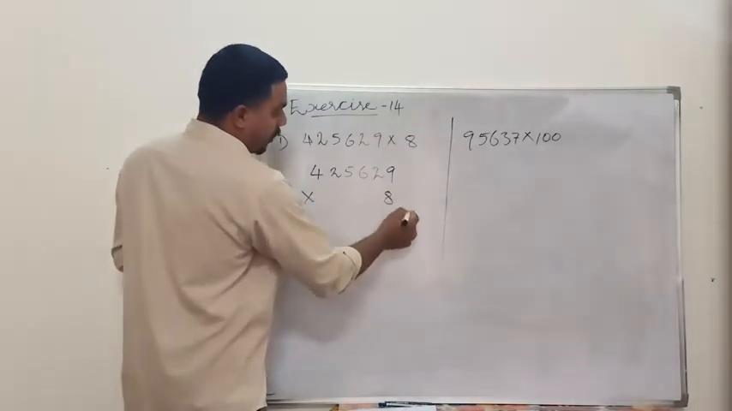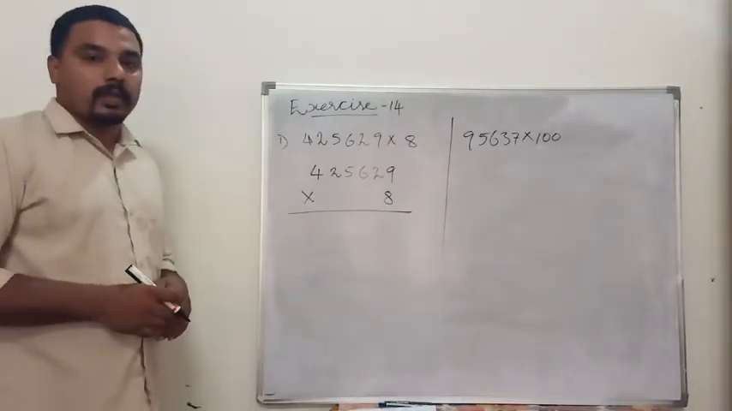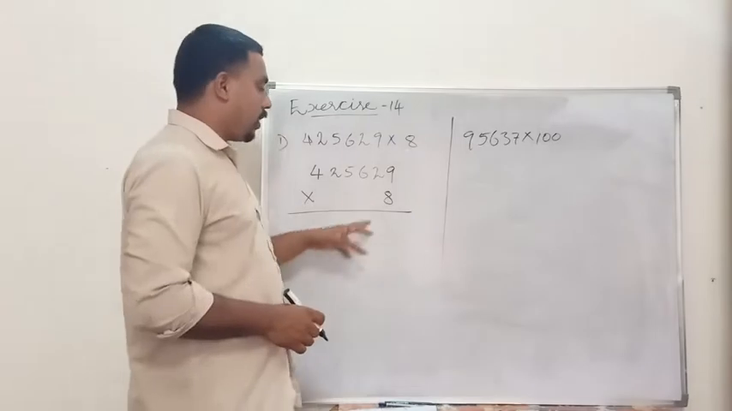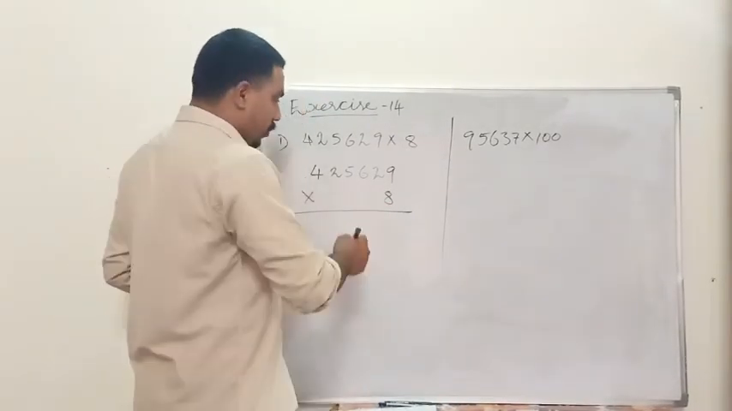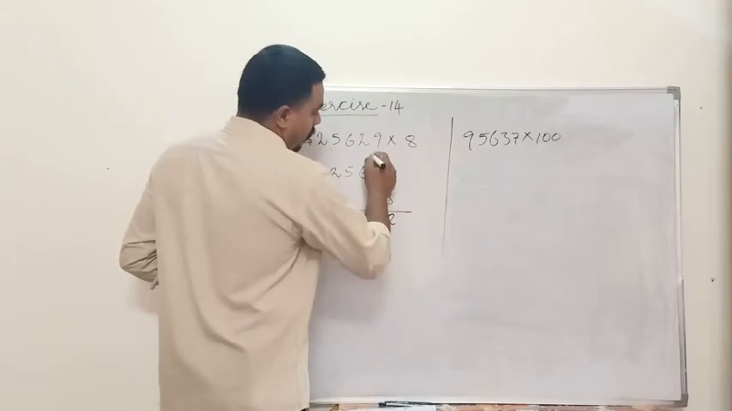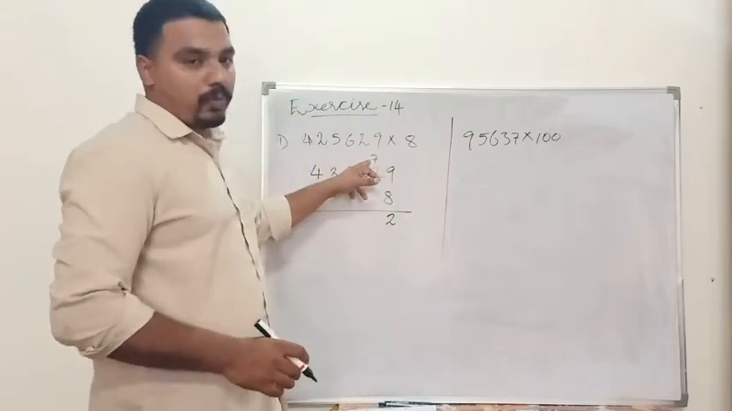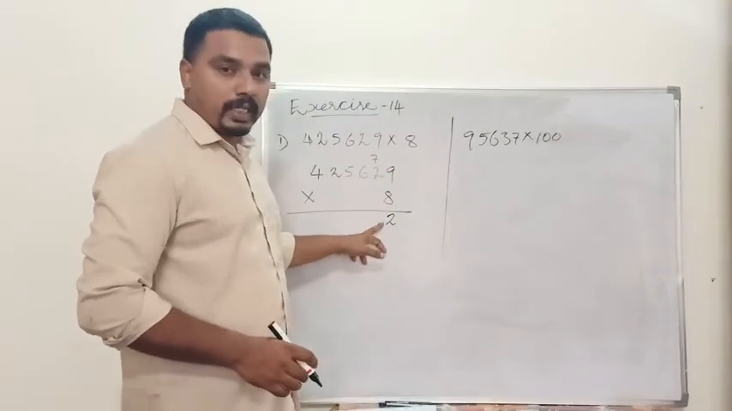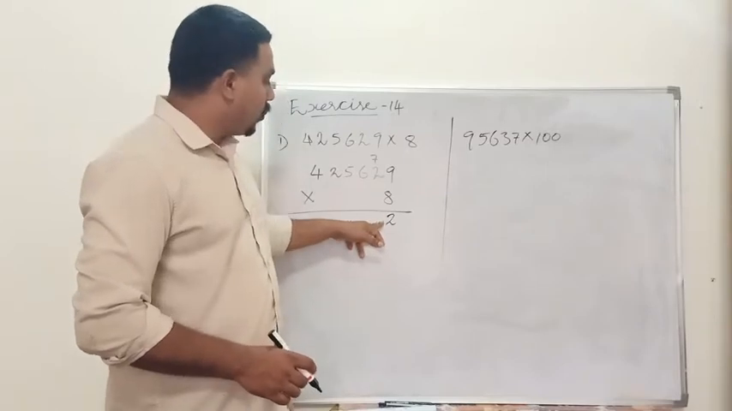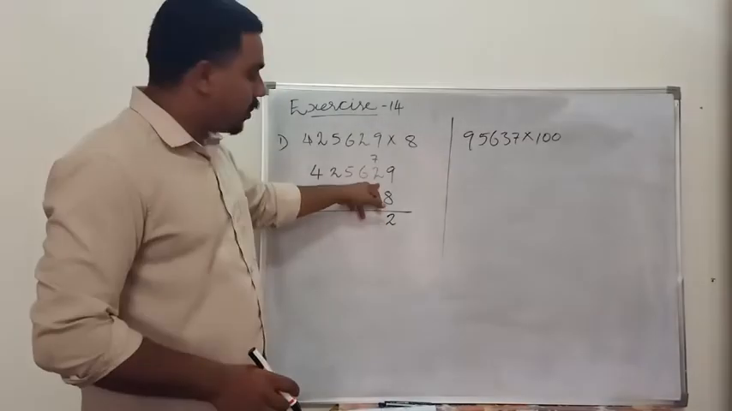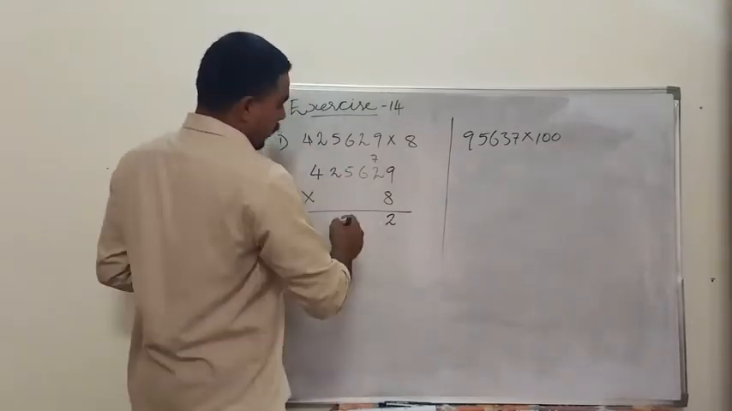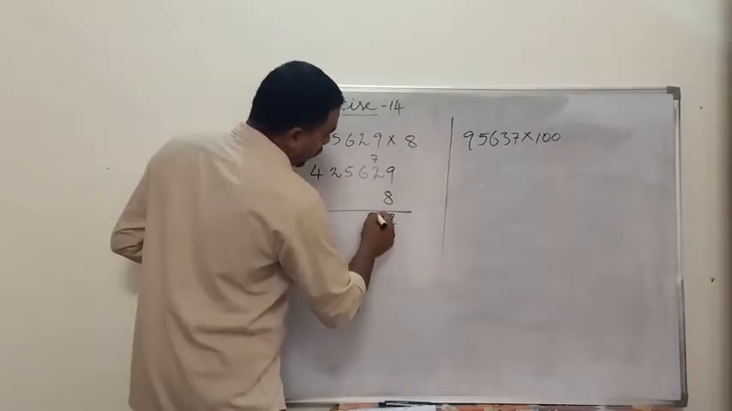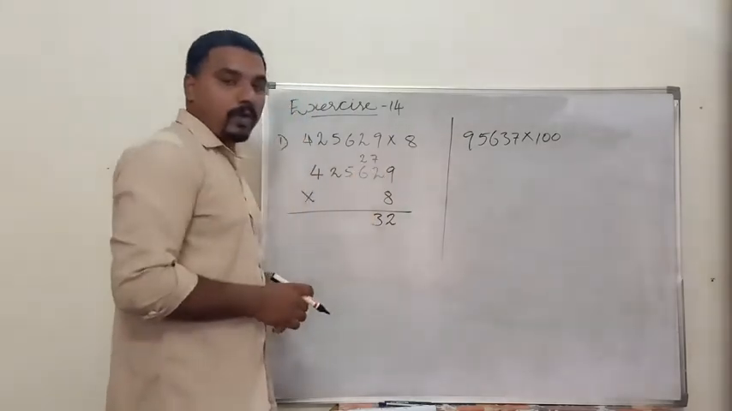Into 8 in this way. This is one order. Now multiply 8 into 9. How much? 72. So 7 we have to regroup and 2 we have to write in the ones place. Now 8 twos are how much? 16. 16 plus 7, 23. So 3 we will write here and 2 we have to regroup.